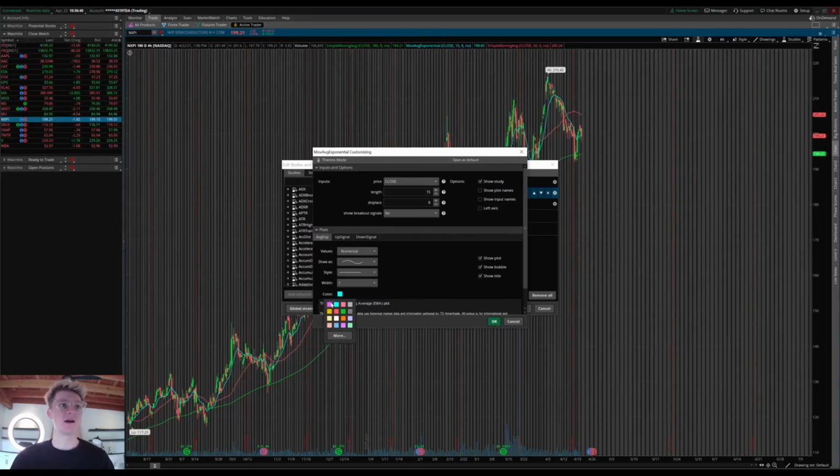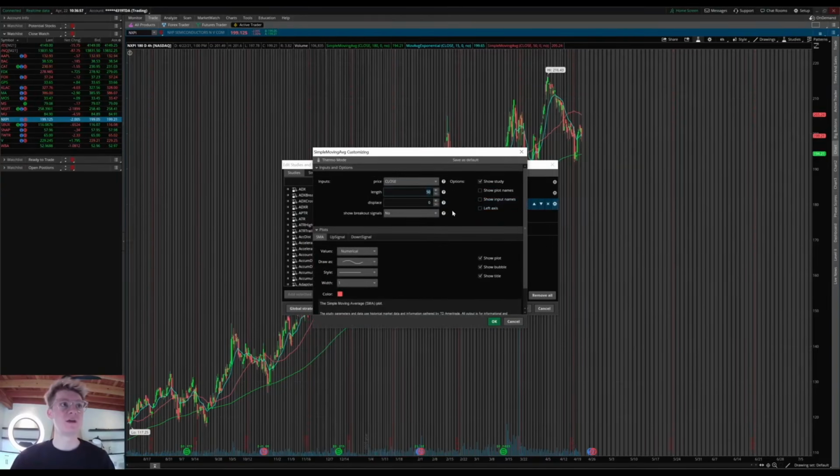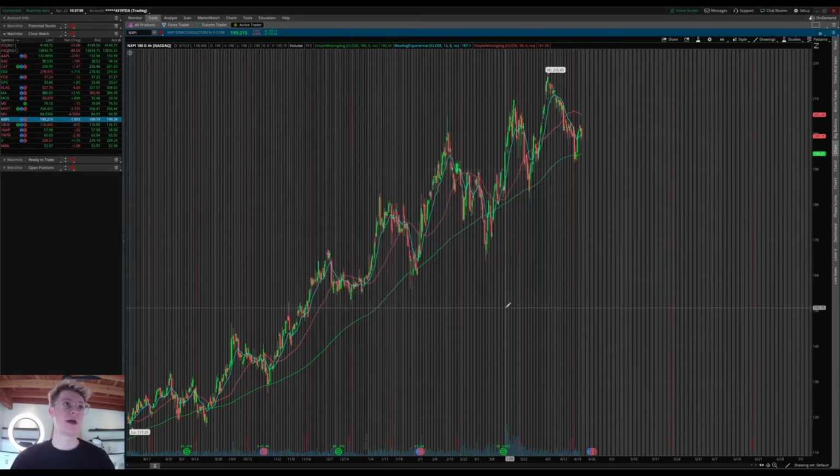You can change these colors, but it might get confusing. So you're better off to go with the same colors that I use. Lastly, we're going to apply another simple moving average, but for this one, we're going to change the length to 50. So I use the 50-day SMA, and I like to make that red. So we're going to click OK, and then of course just apply, and you're now going to be able to see these lines.